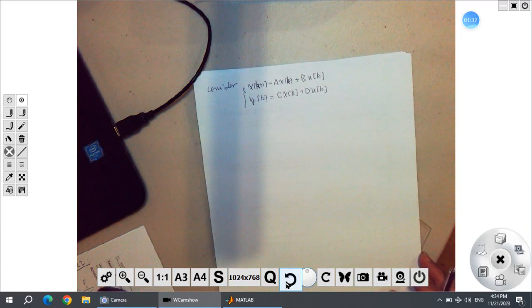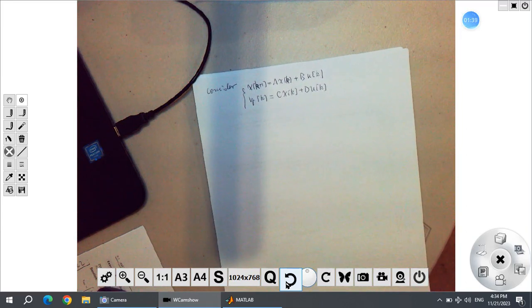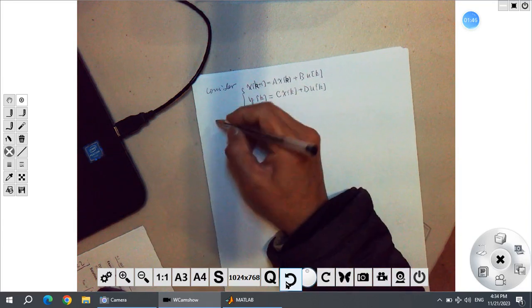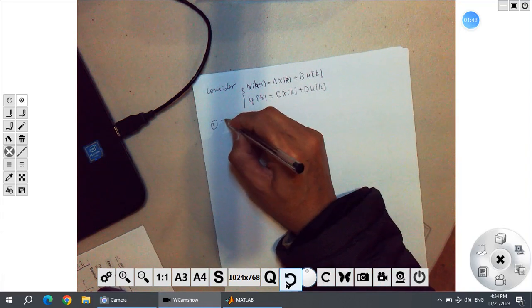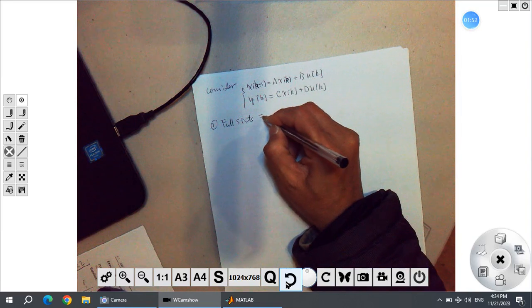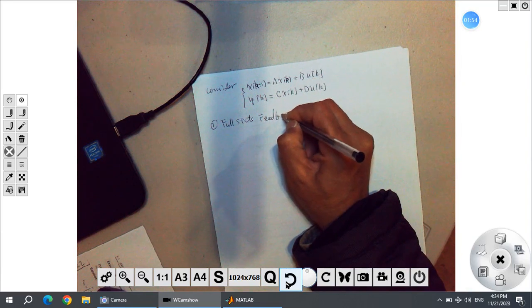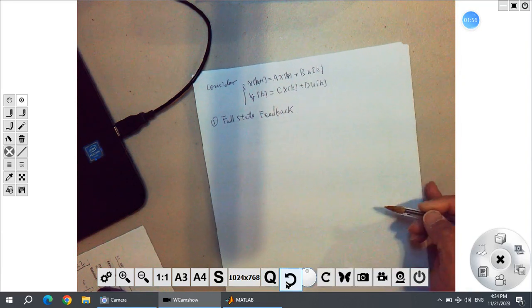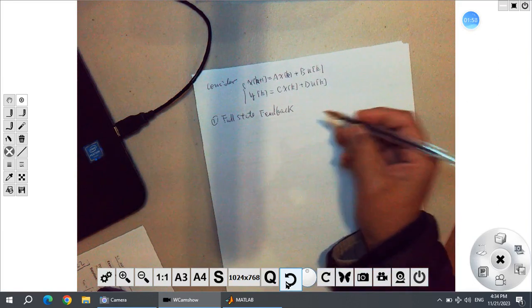Then we want to consider several things. Actually, two things. One is the feedback, one is the observer. So first one is the feedback. I give a structure that looks like this.